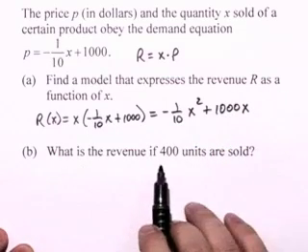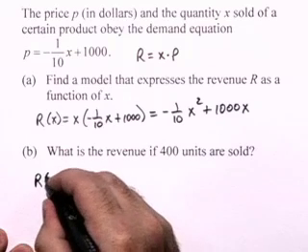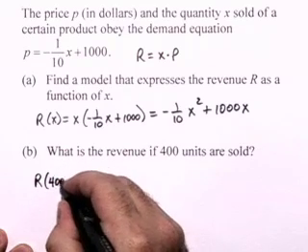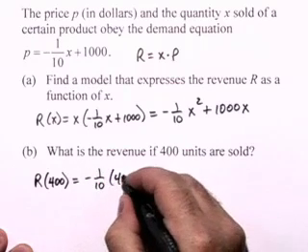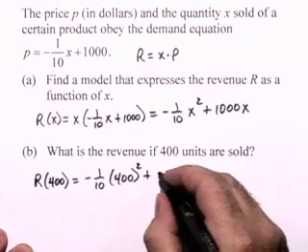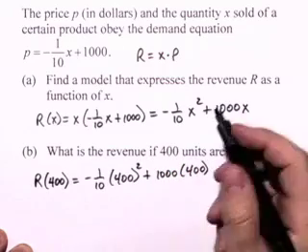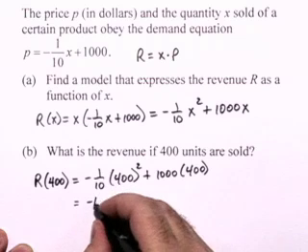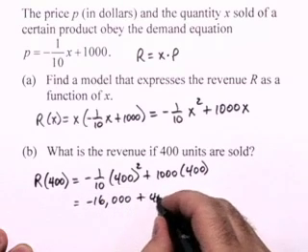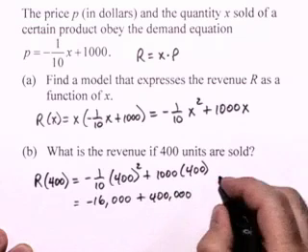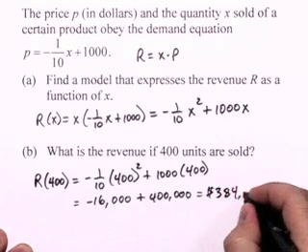Next, we'd like to determine the revenue if 400 units are sold. We're going to let X equal 400, which means we evaluate R of 400. We'll have negative 1/10 times 400 squared plus 1,000 times 400. This will give us negative 16,000 plus 400,000, which gives us a revenue of $384,000.